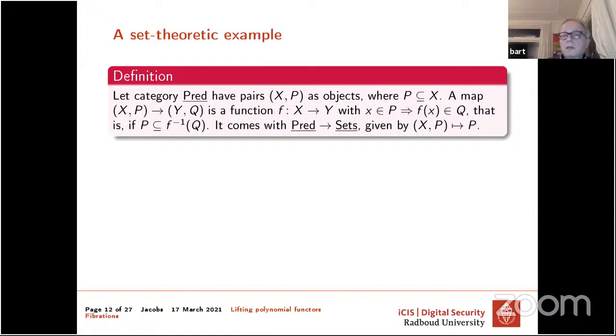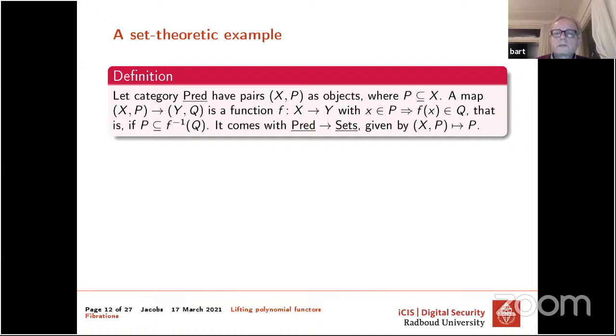And here you clearly see predicates now. So that's what Pred is: the category which has pairs (X, P) as objects, where P is a subset of X. So it's subsets, and I keep the carrier set X around.